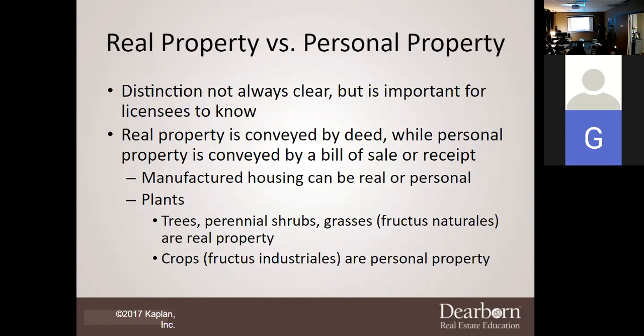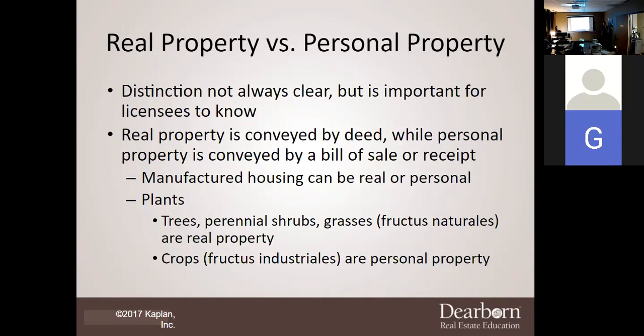Garrett, I want to pick on you for a second, sir, okay? Mr. Garrett, when would a mobile or manufactured house, when would it be personal property? When do you think it would be? When would it be personal? If it's on cement blocks or wheels. Now, so the first one was wrong. Okay, if it's on cement blocks, it's going to be real. But if it's on wheels, you're right. It's going to end up being personal.